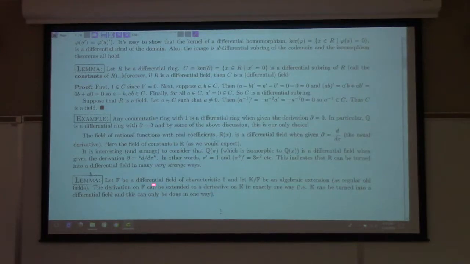Lemma: let F be a differential field of characteristic 0, and K over F an algebraic extension, like we've been talking about all semester. Then the derivation on F can be extended to a derivation on K in exactly one way. So if we have a tower of extensions, and you have a derivative at the base, it uniquely defines one up the tower.